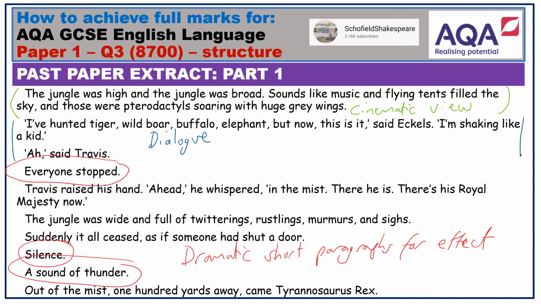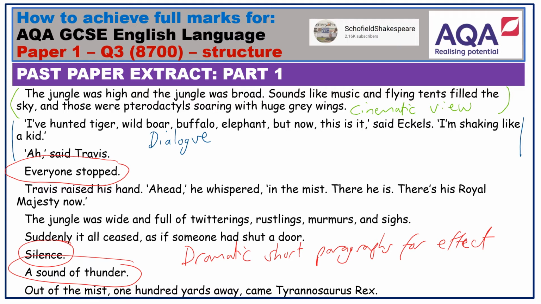Note also the use of dramatic, very short paragraphs for effect, including one with just one word, silence. This helps build up a tense mood, in which the reader expects something exciting or dangerous to happen. Sure enough, it does. A Tyrannosaurus Rex pitches up.